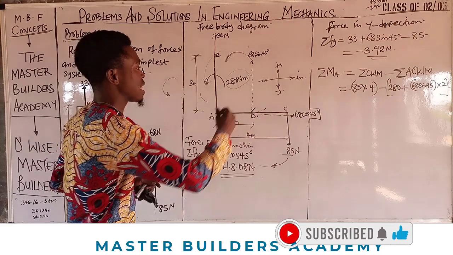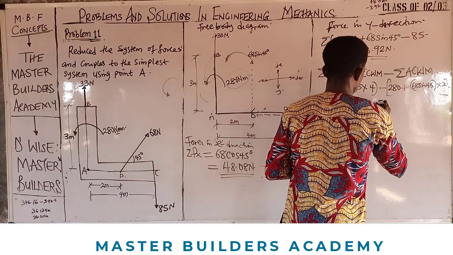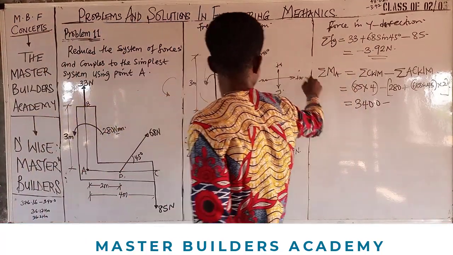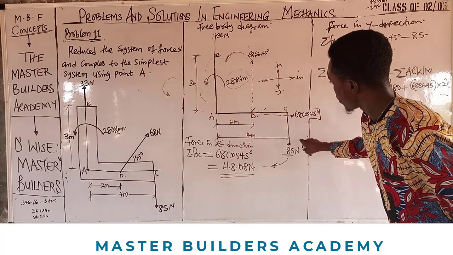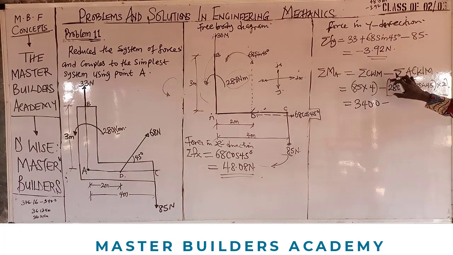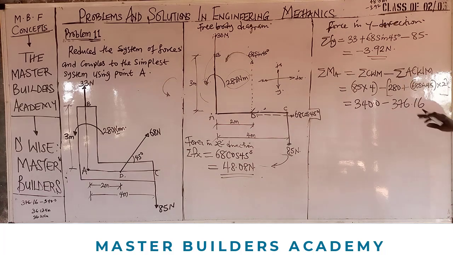Now let's continue. So by the time we multiply this with our calculator, this will give us 340.0. Is that correct? Yeah, so just get your calculator and see how you can multiply this by the distance it covers, which is 4. That's what you have, okay? Then by the time you multiply this, add this to this product of everything that you have here, you have 376.16. Multiply, find 68 cos 45, multiply by 2 plus 280 will give you this.